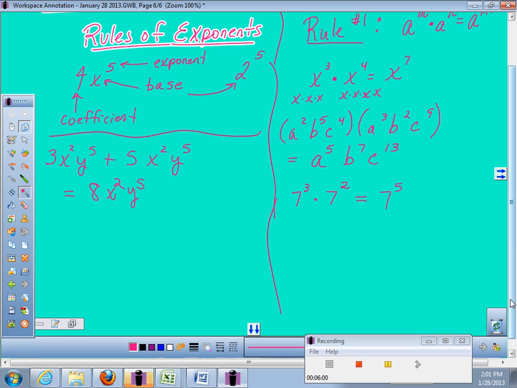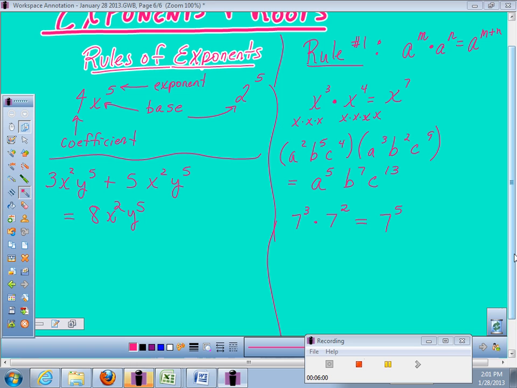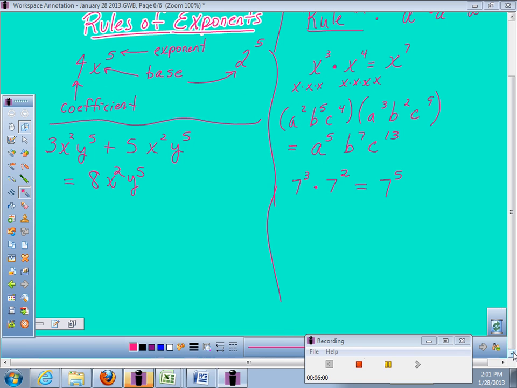Yeah, that was wrong. And up here, if you look at the rule, even though they use the letter A as the base, is it saying you change that base when you multiply? No, they keep the A the same. You never change the base when you're working with exponents. Never, ever change the base.